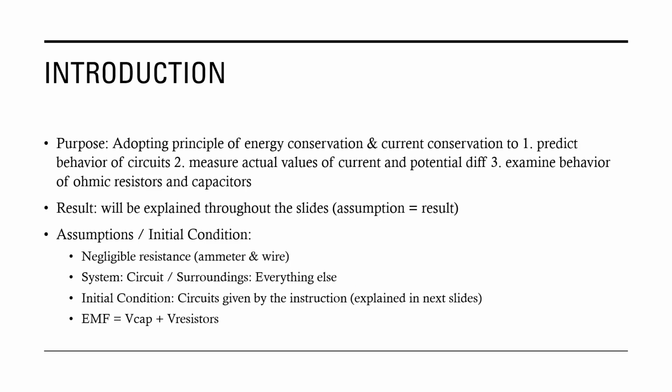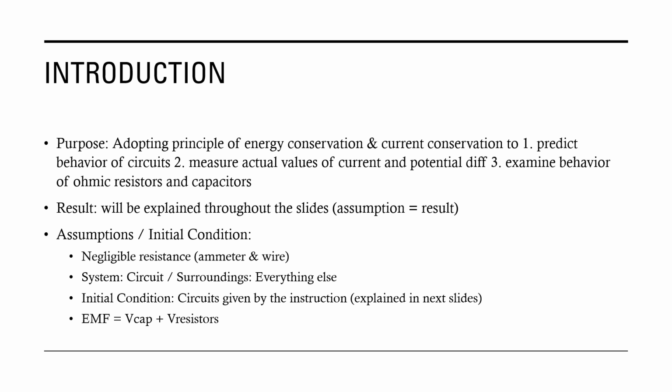For the introduction, the purpose of this experiment was to adopt the principle of energy conservation and current conservation, specifically using the node rule and loop rule to first predict the behavior of circuits, secondly, measure actual values of current and potential difference, thirdly, examine the behavior of ohmic resistors and capacitors. The results will be explained throughout the slides by comparing assumptions with the results or the observations.